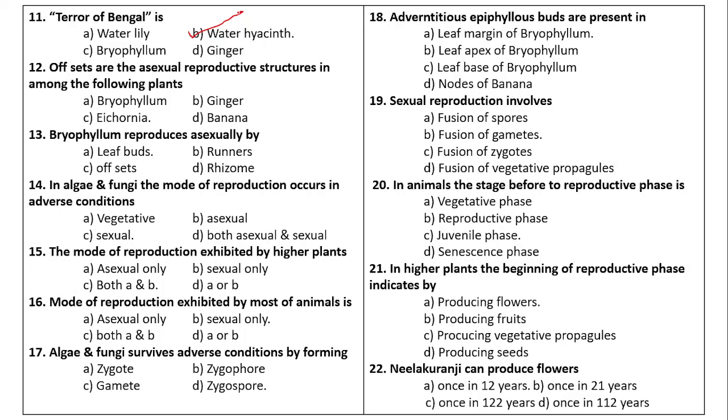Offsets are asexual reproductive structures in dash. You already know that offsets are the asexual reproductive structures found in aquatic plants. As I have discussed in the earlier video, the asexual reproductive structures in aquatic plants are nothing but offsets.